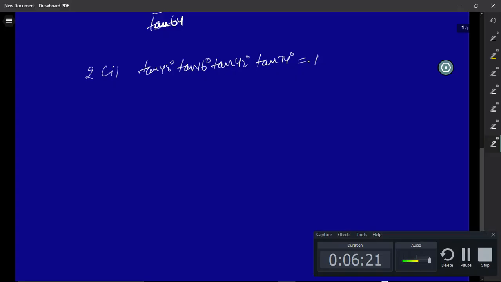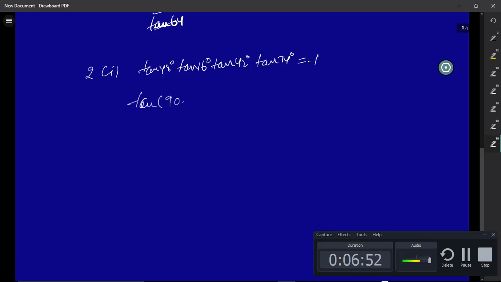Now I have a total of 4 trigonometric ratios here: tan 48, tan 16, tan 42, tan 74. 1, 2, 3, 4. So I have a set of 4 trigonometric ratios. I'll just change 2 of them so that you know. Okay, I'll just do it and show it to you.